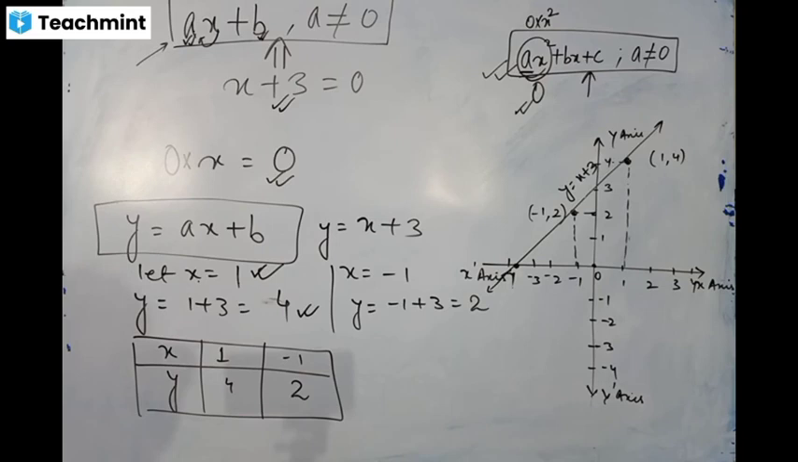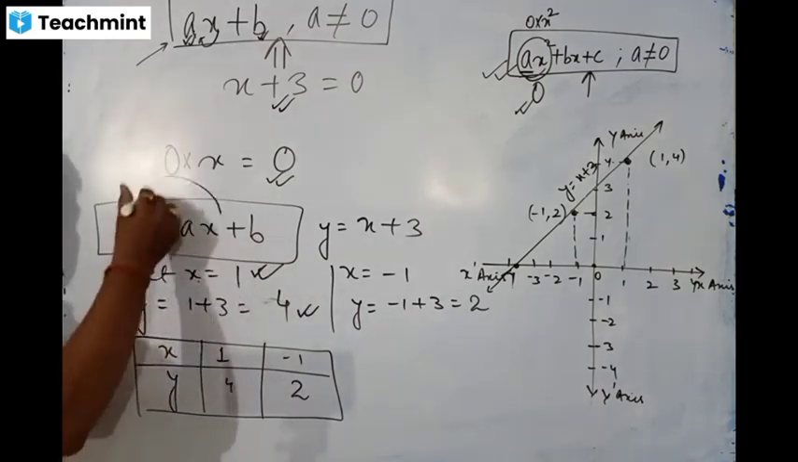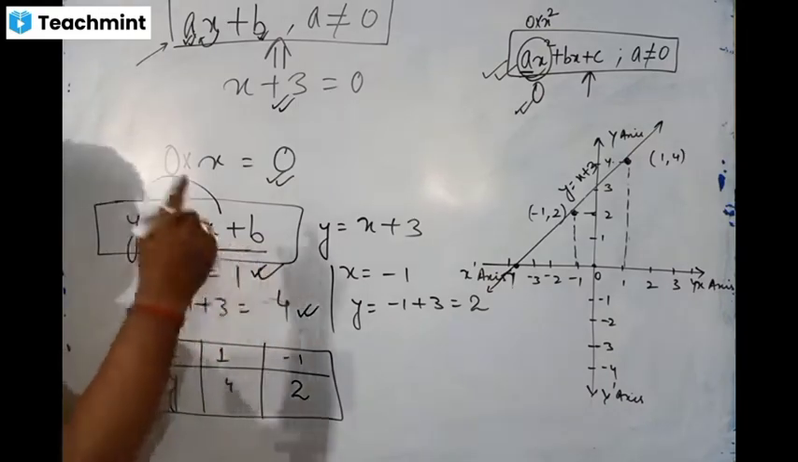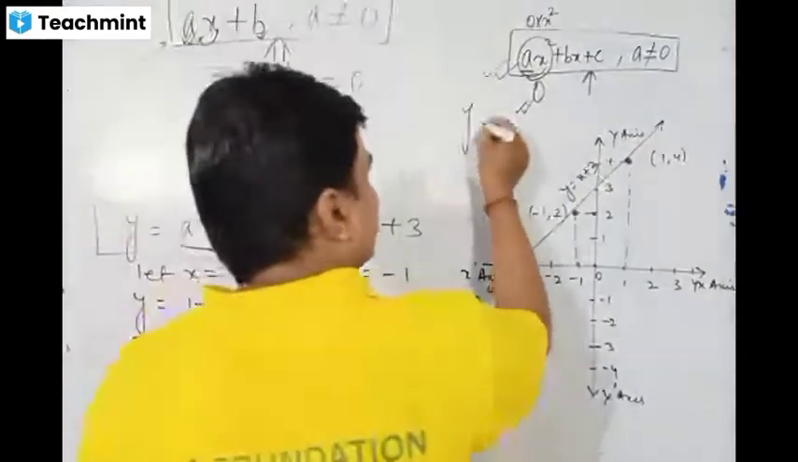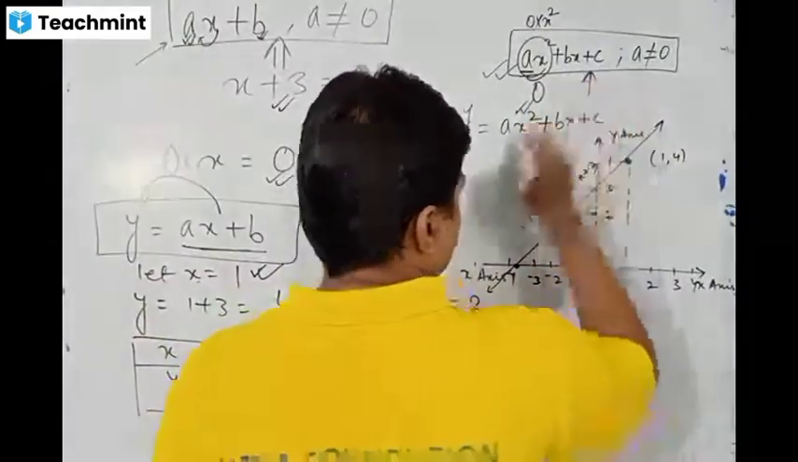It must be known that the value of a should not be equal to 0. As well as this equation should also be written with respect to y, means whether this linear equation is written with respect to y in this way, the same way the y will also be written, ax square plus bx plus c.